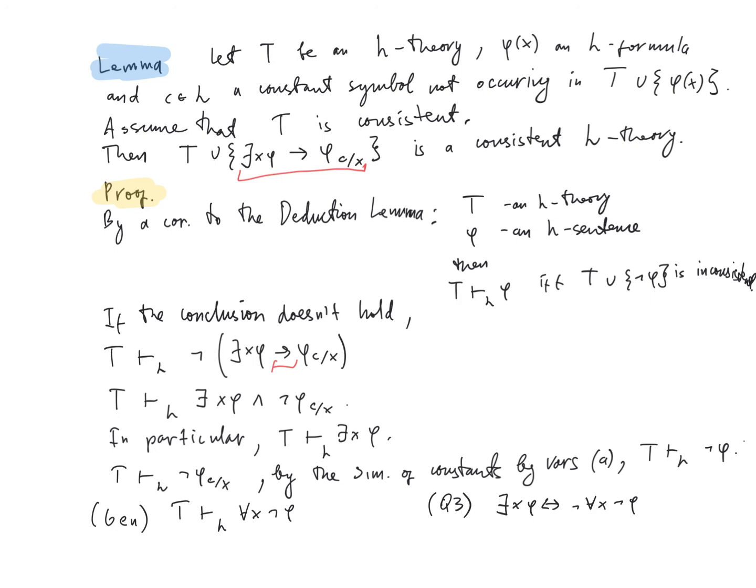Hence, in particular, we can apply the modus ponens rule, since T proves exists x phi, and here we have that exists x phi implies the right part. So by modus ponens, we conclude that T proves not for all x not phi. But then we obtain that T proves the formula for all x not phi and its negation, which implies that T is inconsistent, contradicting the assumption, and so proves the lemma.